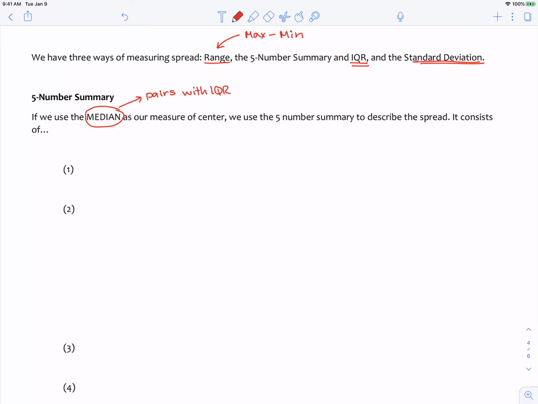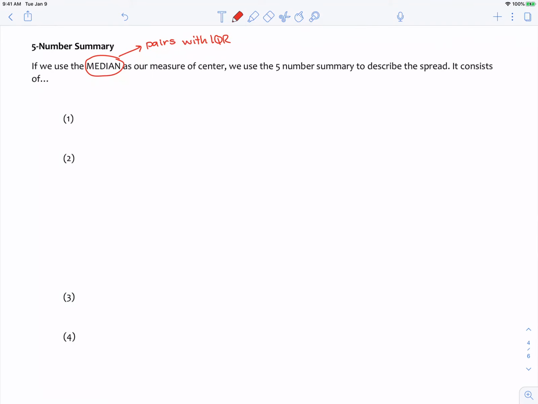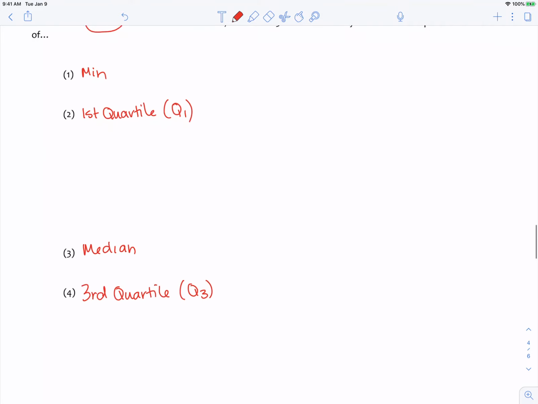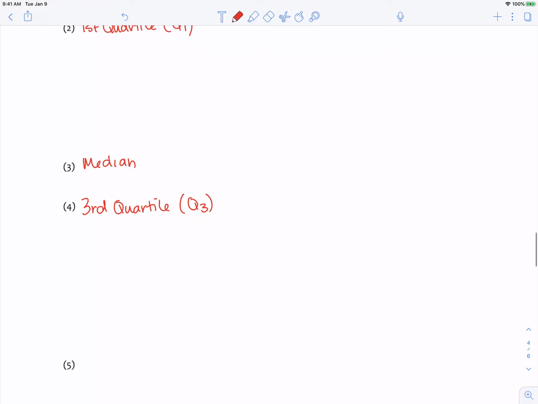Okay, so the 5-number summary that we're going to use to calculate the IQR and also to make box plots down the road is going to consist of 5 numbers. The first one is the minimum. Then we're going to have the first quartile, or Q1 is usually how it's referred to. Then we're going to have the median as our third value, the third quartile, or Q3, is our next value, and then last but not least, the maximum value.